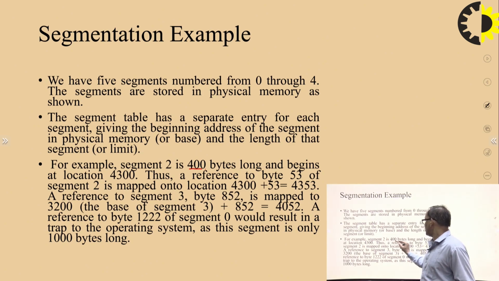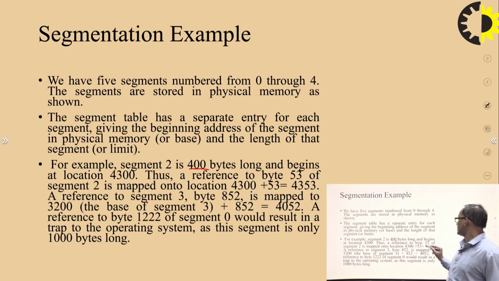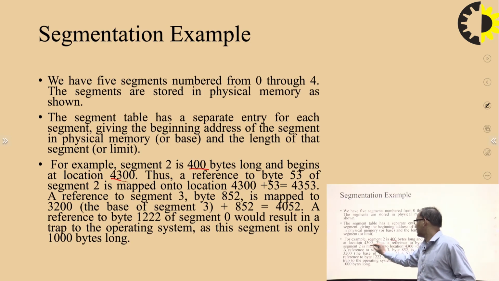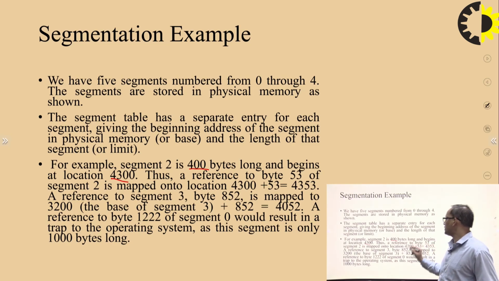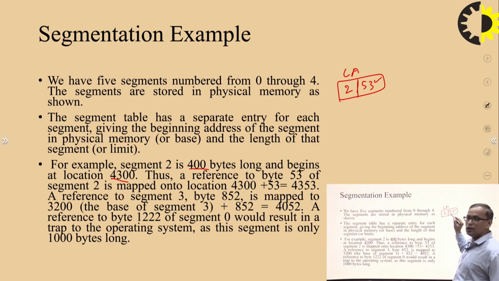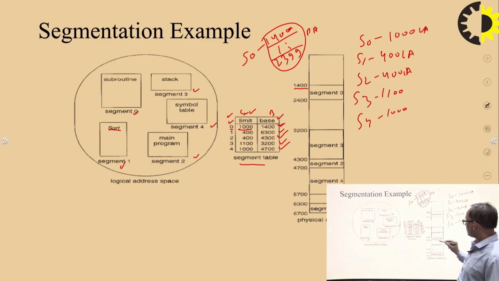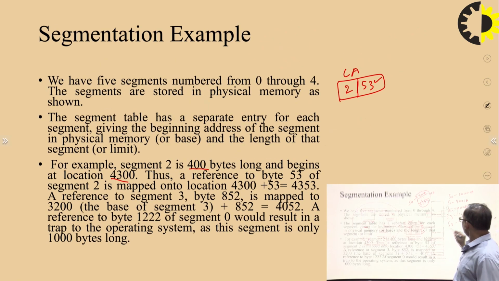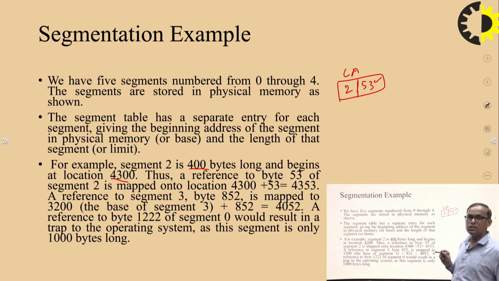Segment 2 size is 400, and suppose we have the reference 53 of segment 2. It means we have to find the physical address corresponding to segment 2 and offset 53. This is the logical address generated by the CPU. Now we have to find the physical address. First we check whether this offset is valid or not, whether this logical address is valid or not. So we will check this against the limit of segment 2. The limit of segment 2 is 400, so this belongs to segment 2. It means this is a valid logical address.